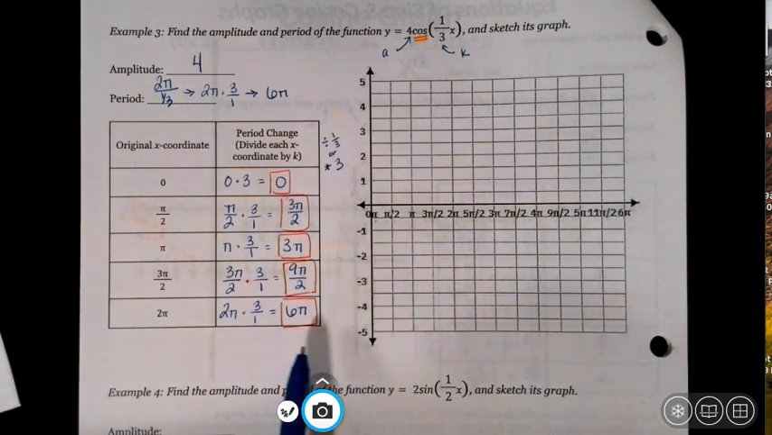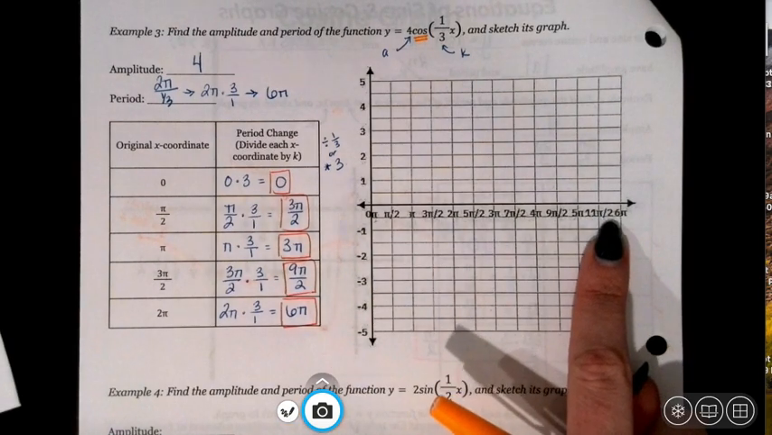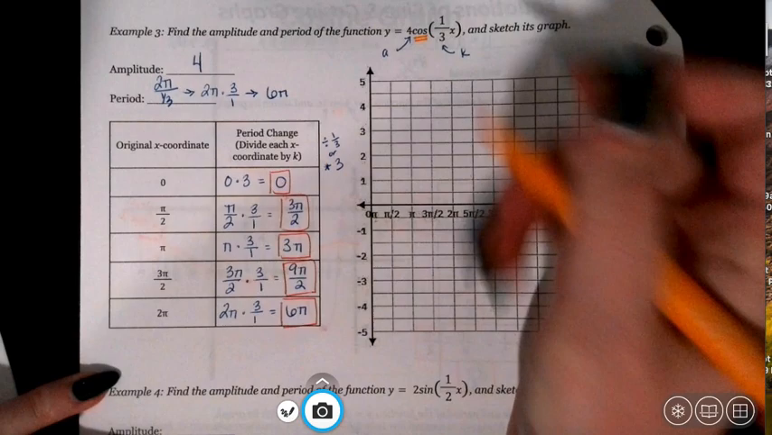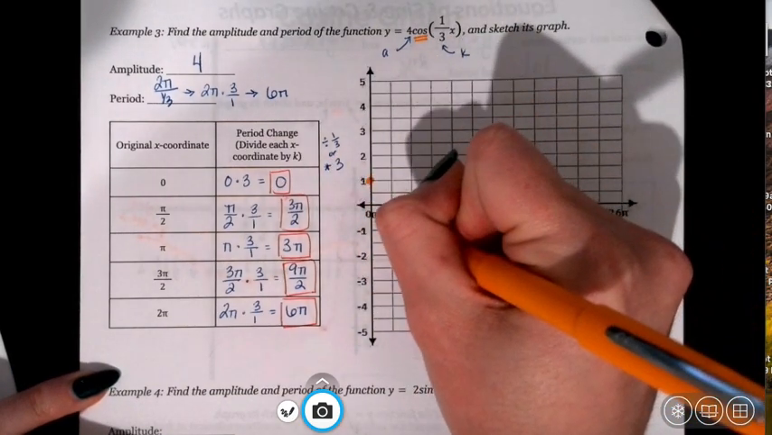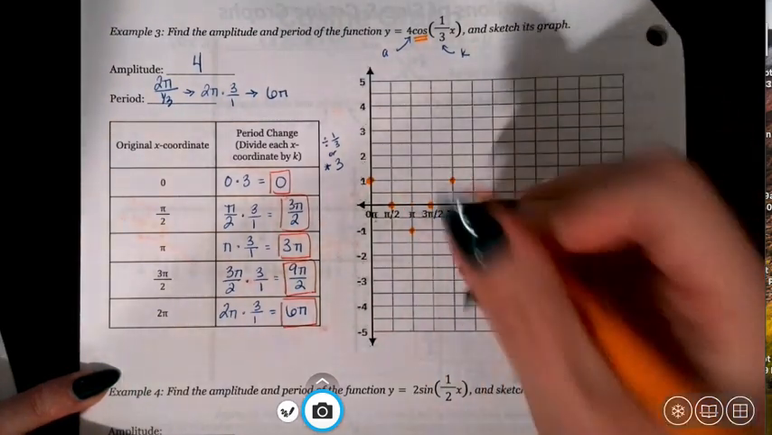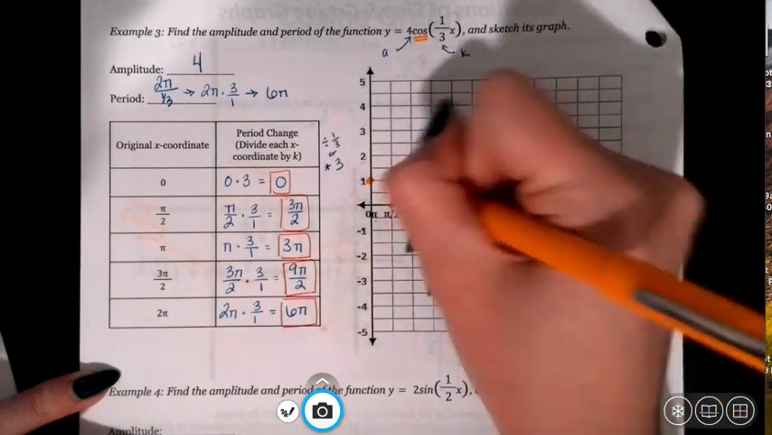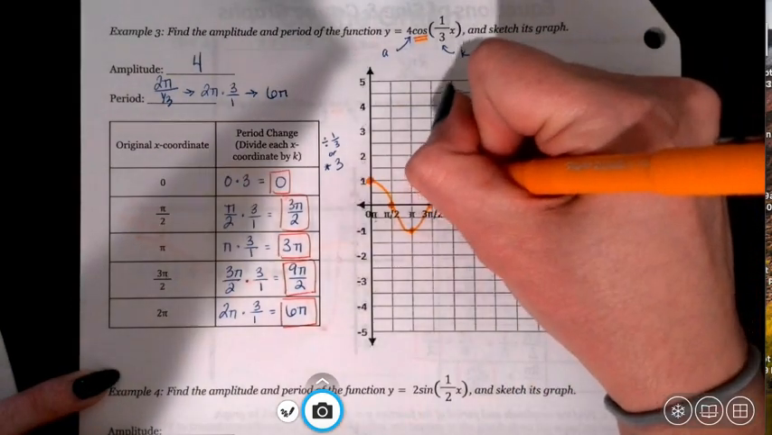So I have my new x values for the period change, and I'm going to go ahead and sketch my basic cosine curve first. So this is a little tricky because since these are different, you want to make sure that you have a really good understanding of what a cosine curve is. So cosine starts at 1, for pi/2 we're at 0, pi we're at -1, and then we're back up to +1 for 2 pi. So this is our cosine curve, looks like a U. And I'm just going to label it original.